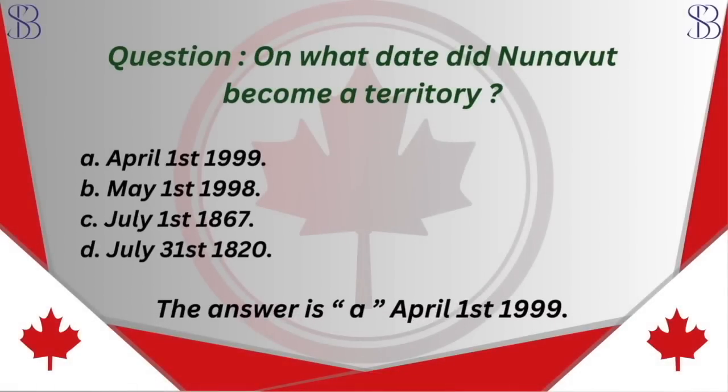Question. On what date did Nunavut become a territory? A. April 1st, 1999. B. May 1st, 1998. C. July 1st, 1867. D. July 31st, 1820. The answer is A. April 1st, 1999.